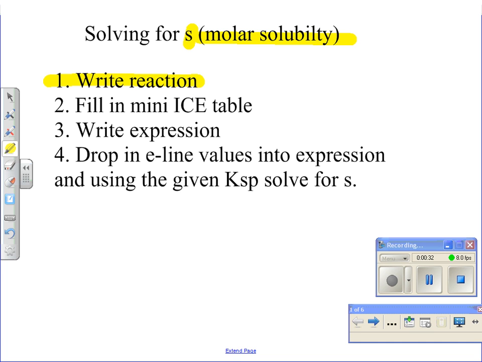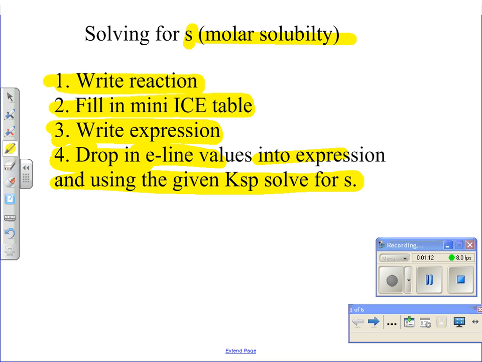The first step in all of these is to write the reaction. Whatever the reaction is, the solid goes on the left, and the ions it breaks apart into, since it's slightly soluble, go on the right. The next step is to fill in the mini ICE table, using the coefficients for the S's on the change line. You're then going to write the expression. Remember, the equilibrium expression, which means the KSP expression, has the ions on the right-hand side, and KSP is on the left. We don't include solids. The last step is the E line: you take the E line values and drop them into the expression, using the given KSP in the problem, to solve for S.